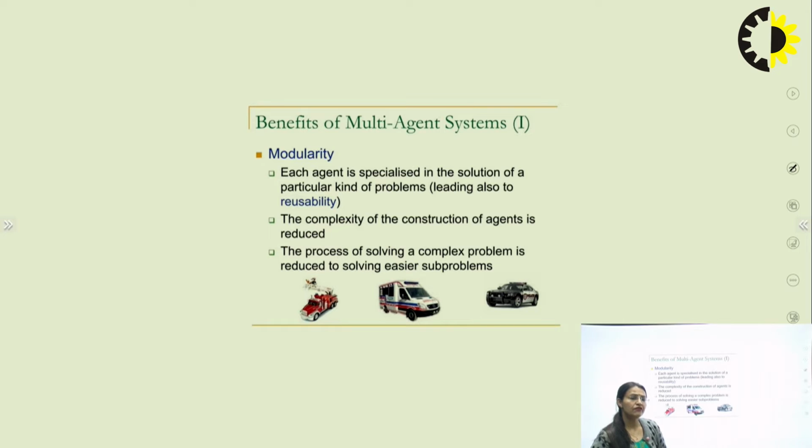Then what are the benefits of a multi-agent system? The first one is modularity. Modularity is simply that I divide my problem into sub-problems. A complex problem is solved by breaking it up into sub-problems. In this way, the complexity of the problem is reduced, and you can increase reusability.